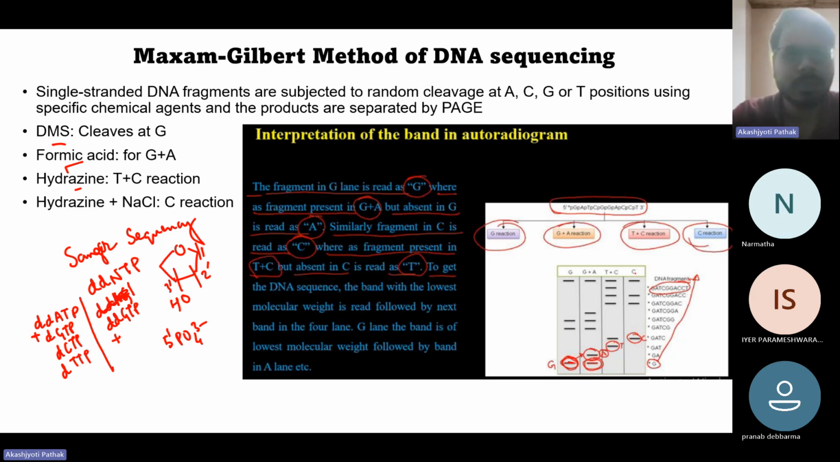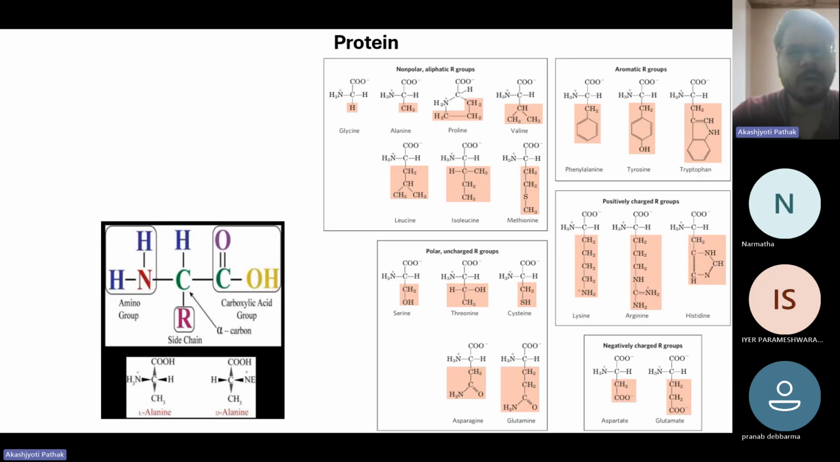Okay. So these chemicals, and which bonds they cleave, are there in your slides. You can go through the slides and solve the assignment questions. Now coming to protein.